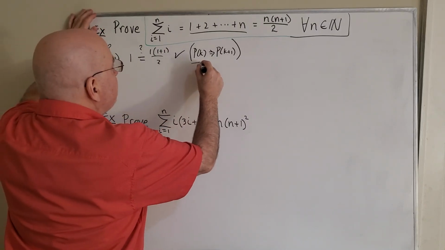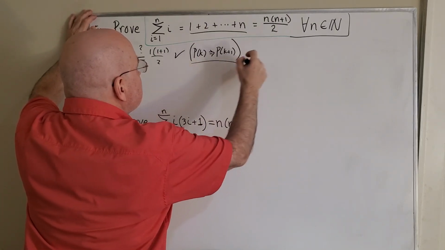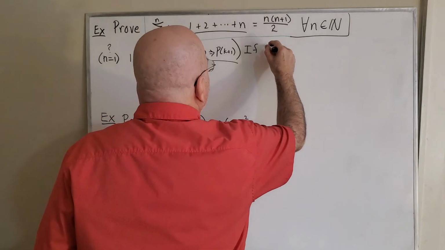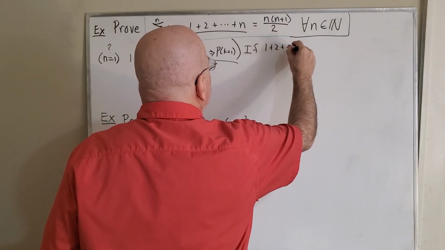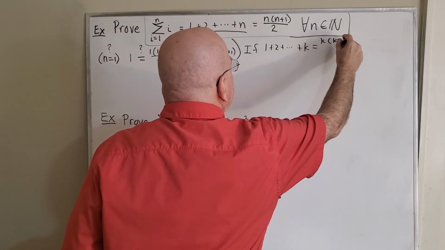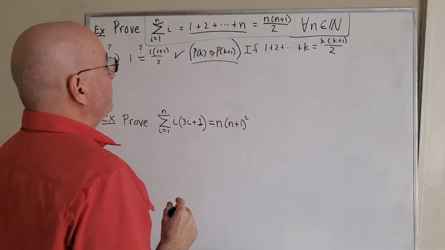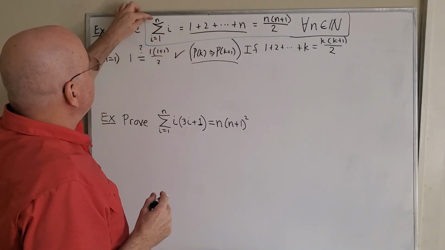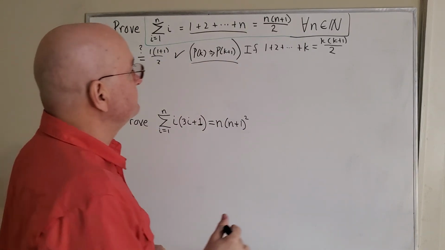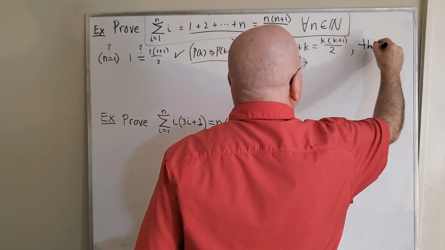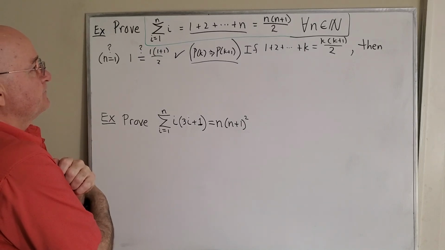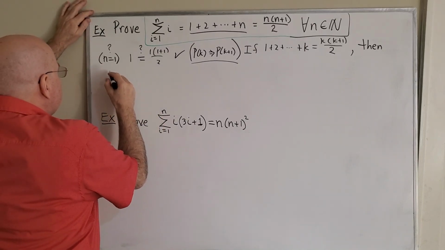Well, how do we prove this? If we assume this is true, we'll say if P(k) is true, if 1 plus 2 plus all the way up to k is equal to k times k plus 1 over 2. That's what you get when you plug the variable k in place for n. So we're going to assume that that's true, and we're going to have to prove then that it works for P(k+1). And this would be P(k+1).